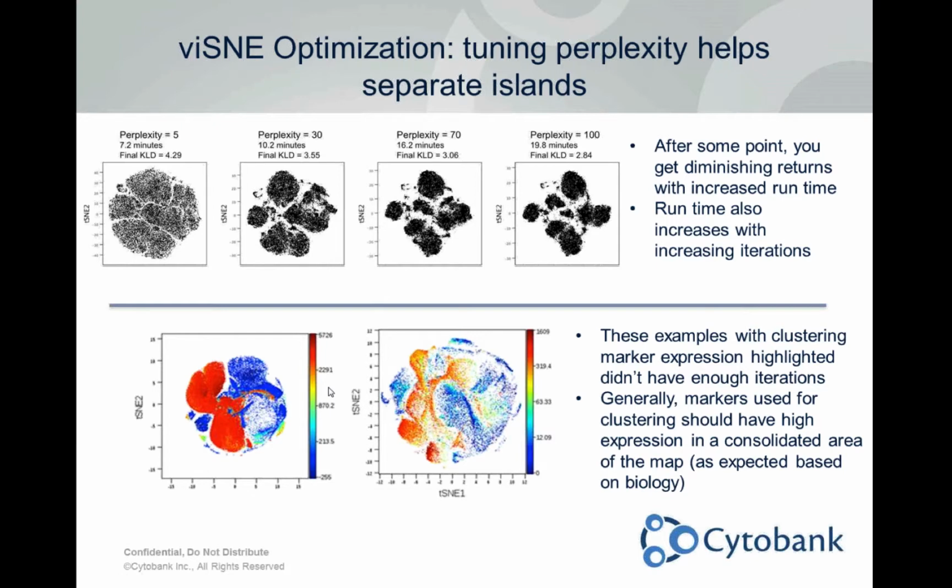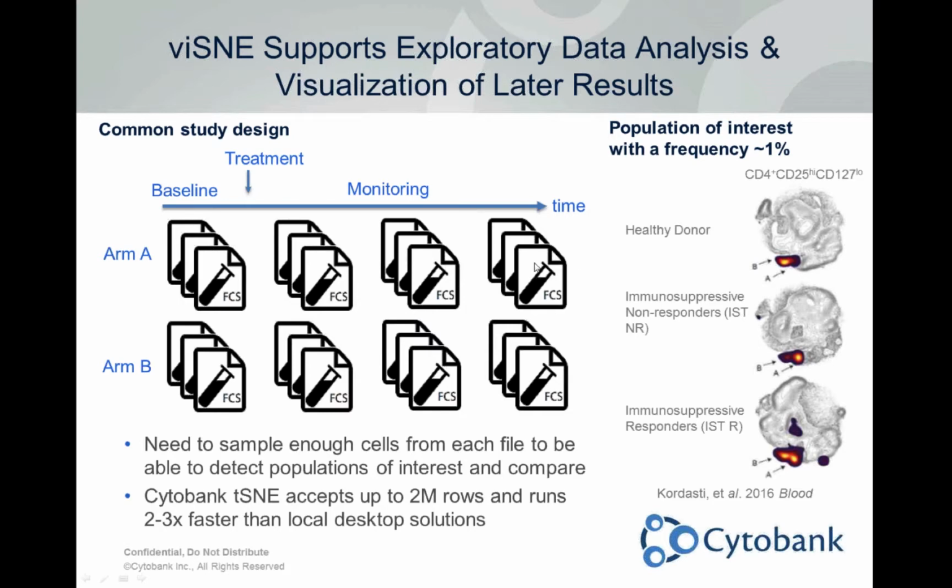The reason to run ViSNE, as I've covered a little bit, is so you can always map your significant Citrus clusters back to the ViSNE map for comparison. This is what an experiment might look like. You might have arm A and arm B, and you would compare those with Citrus at baseline, and compare them after treatment during the monitoring steps later on. So these would be 4 independent experiments in Cytobank running Citrus on the comparison between arm A and arm B.